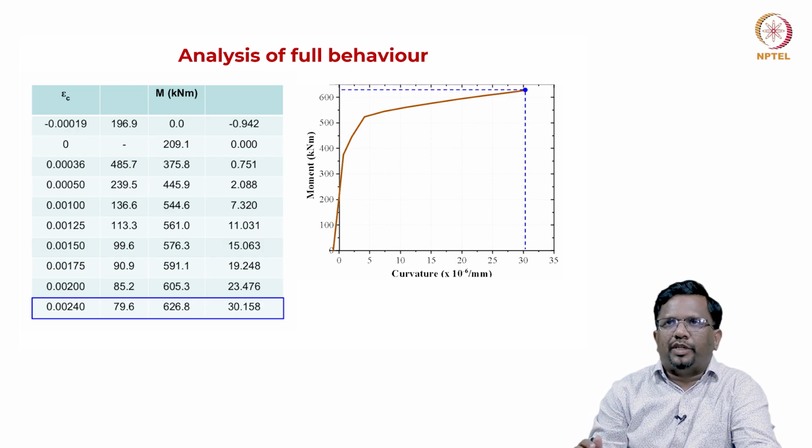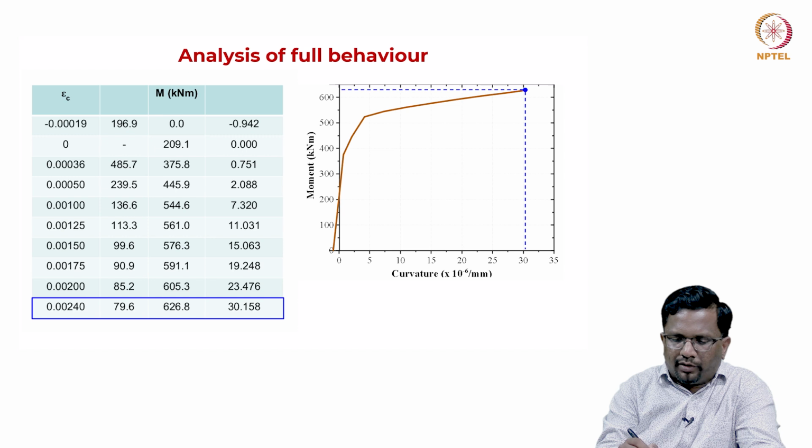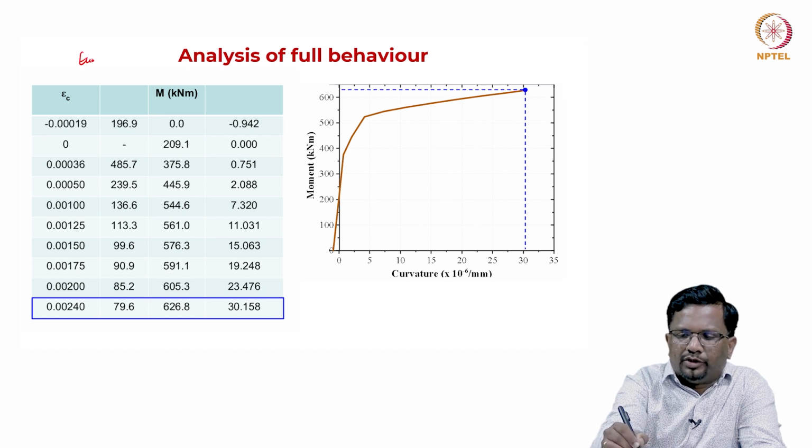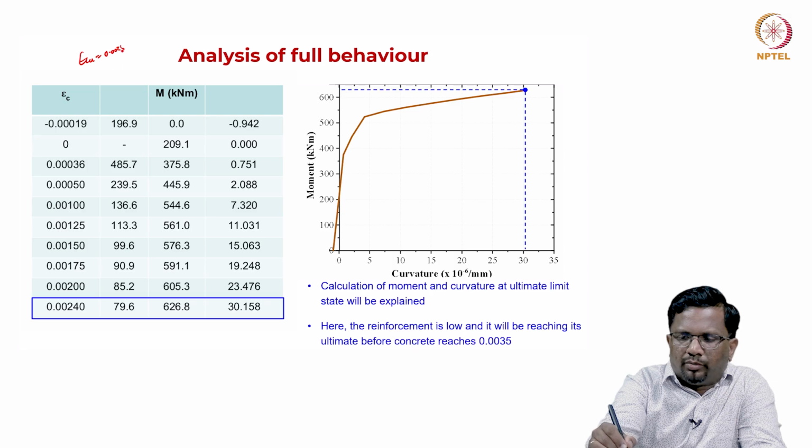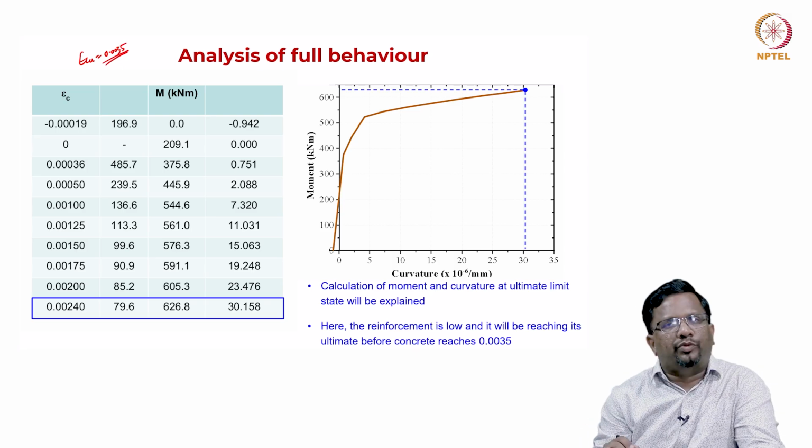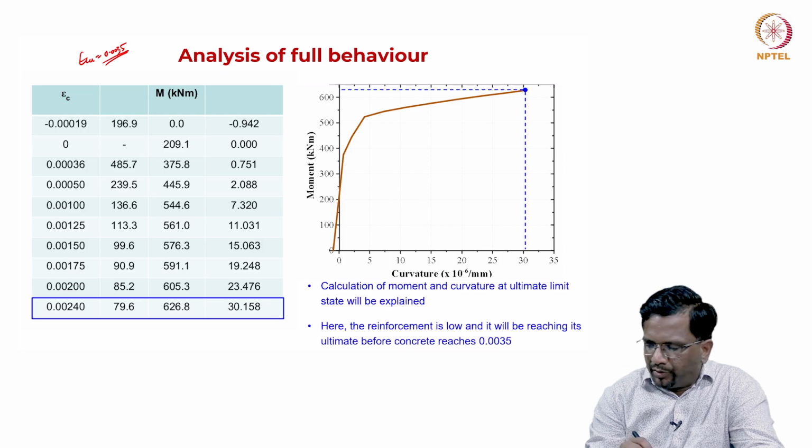So, now you see here, one thing to note down is I did not go all the way to epsilon cu of 0.0035. I stopped at 0.00240. So, why do you think so?